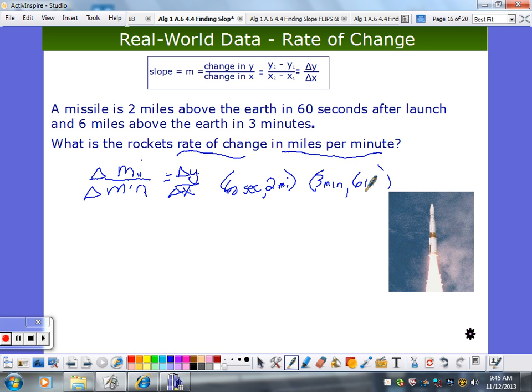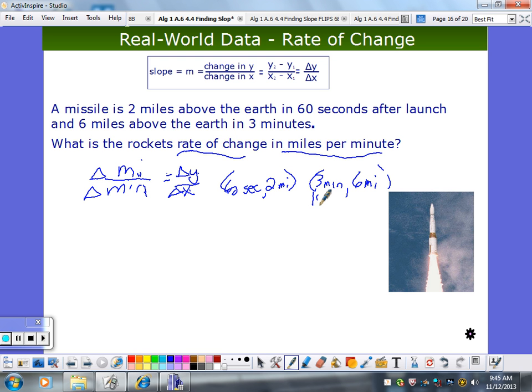So can I go ahead now and find slope? I've got one little problem. What's my one little problem that I still have here? Yeah, I've got seconds, I've got minutes. They need to match. So we either turn one into seconds or one into minutes. Which way do you think? Turn into seconds? Okay, so how do I do that? How do I turn 3 minutes into seconds?